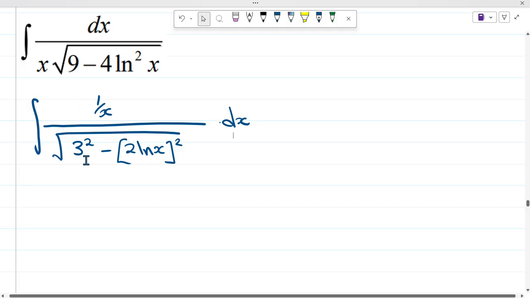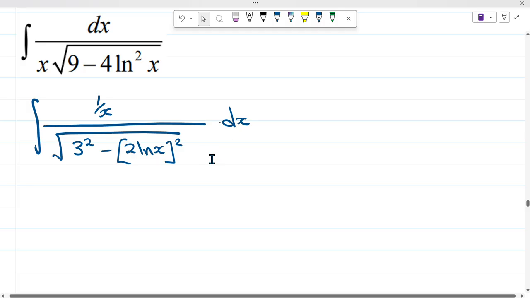So 9 is the same as 3 squared, and then 4 ln squared of x is the same as 2 ln of x, all squared. You understand? Because I will be squaring them here. So this is going to be 4 ln squared of x. So I can see that already this format is the one for sine inverse, right?